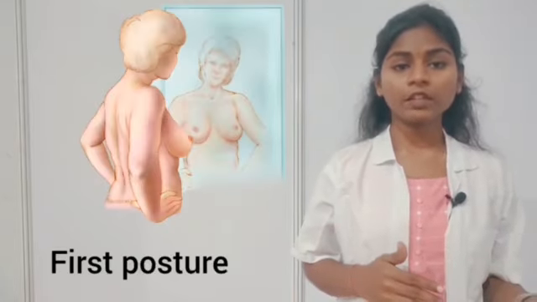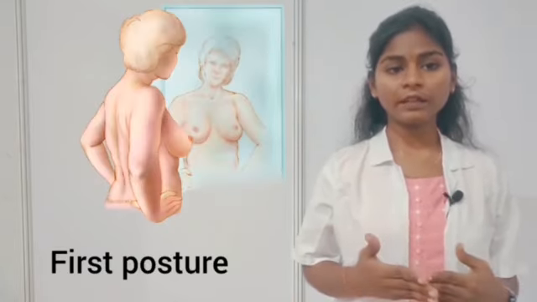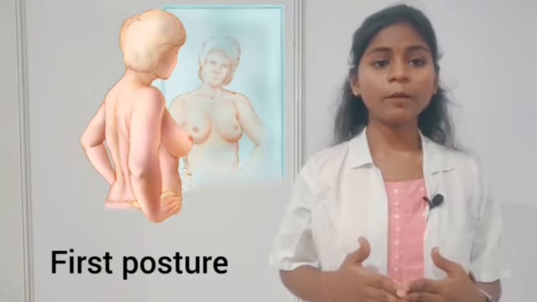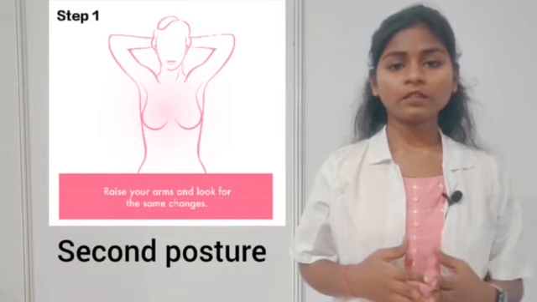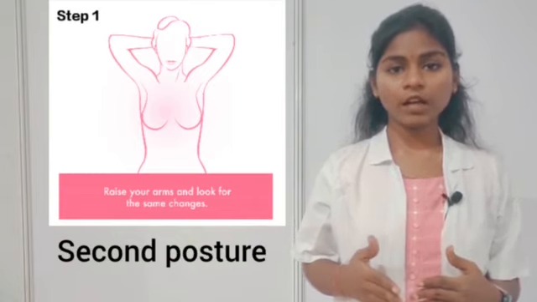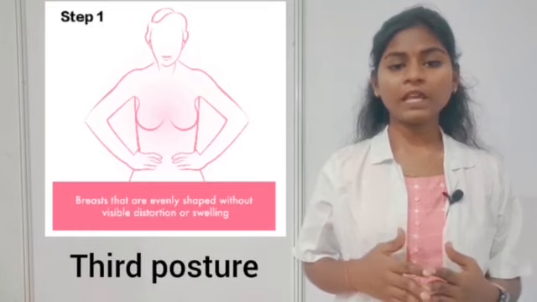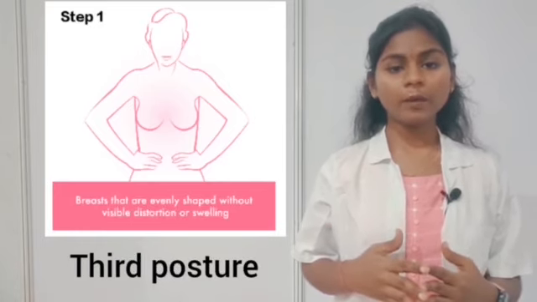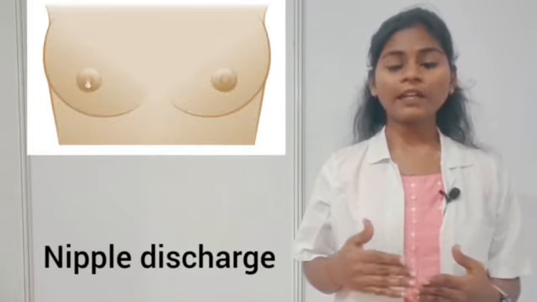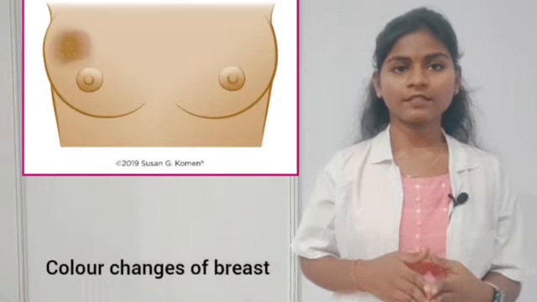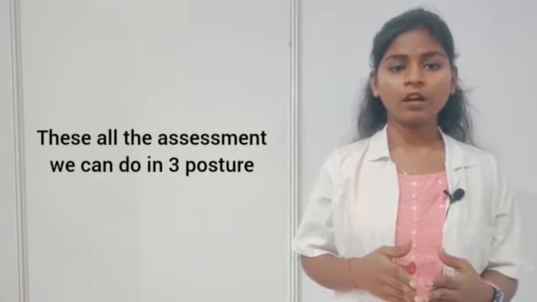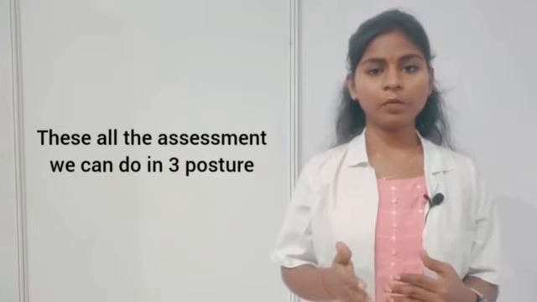Here we can maintain 3 postures. One, keep the arms at the sides and look in the mirror for any unusual changes. In the second, raise the arms and inspect for any abnormalities in either breast. In the third posture, place the hands on the hips and inspect for abnormalities and unusual changes. Look for any discharge from the nipple, any puckering or scarring of the skin, and any color changes of the breast. In step 1, all this assessment can be done in the 3 postures.